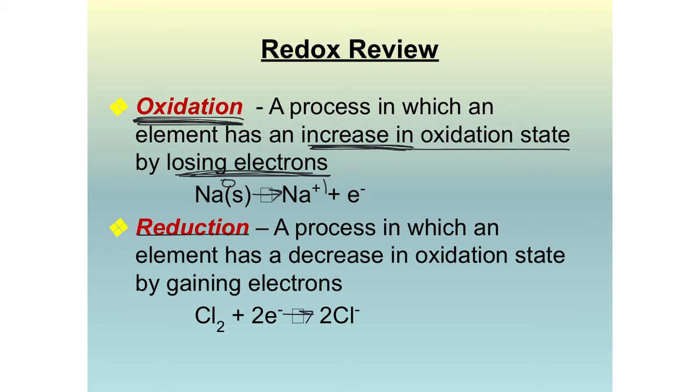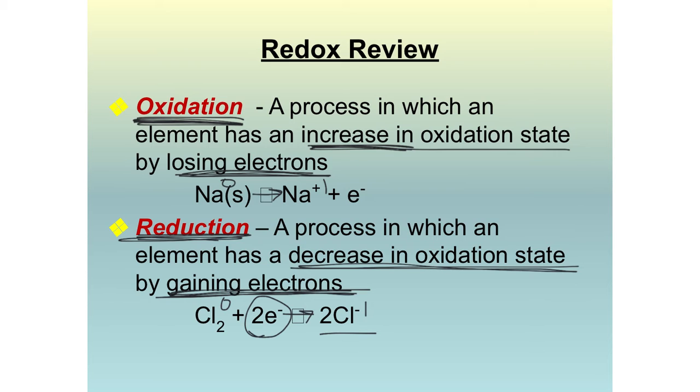All right, reduction. In reduction, the oxidation number is decreasing. So this would be going 0 to -1. So our oxidation number is decreasing. So hence reduction. And that occurs when we gain electrons. So Cl would have to gain electrons in order to become the Cl- ion.